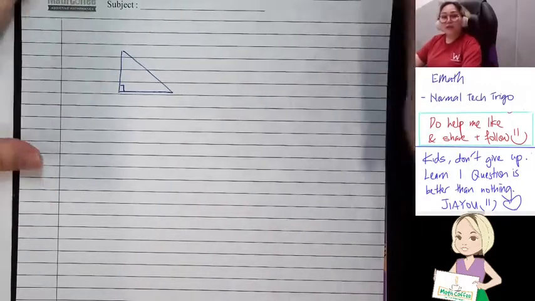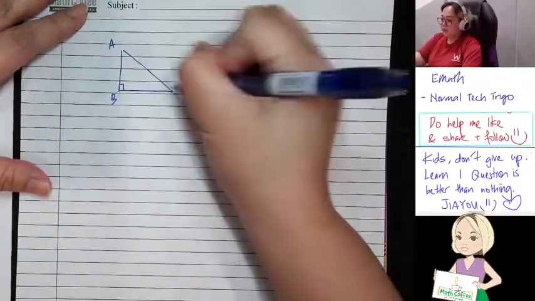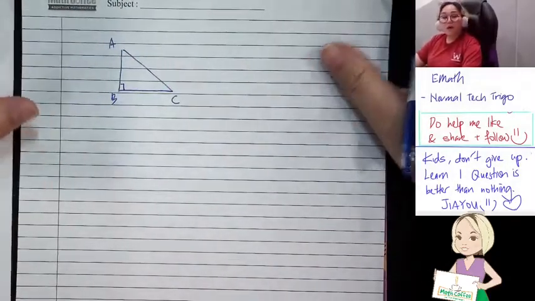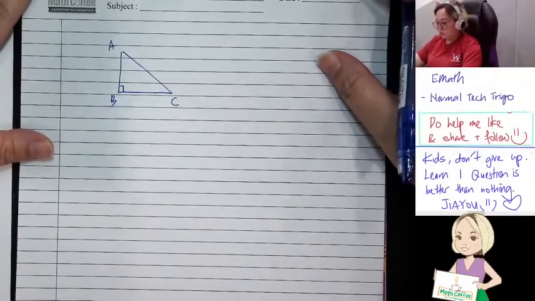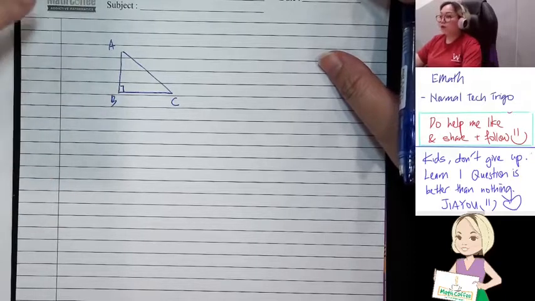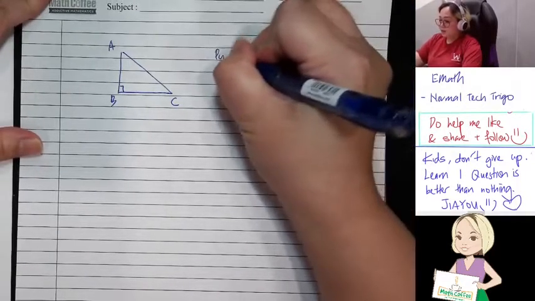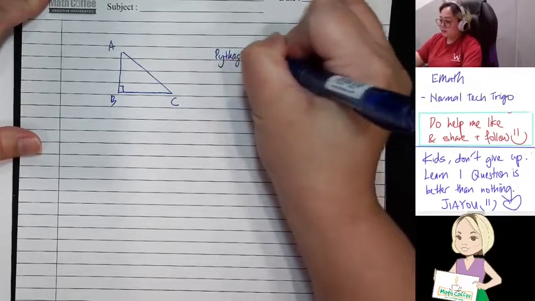Over here you can see that this is a right angle triangle. I shall label this as A, B, C. Before we talk about TOA CAH SOH, this is a 90 degree right angle triangle. The very first concept that you need to know about right angle triangle is the Pythagoras Theorem.